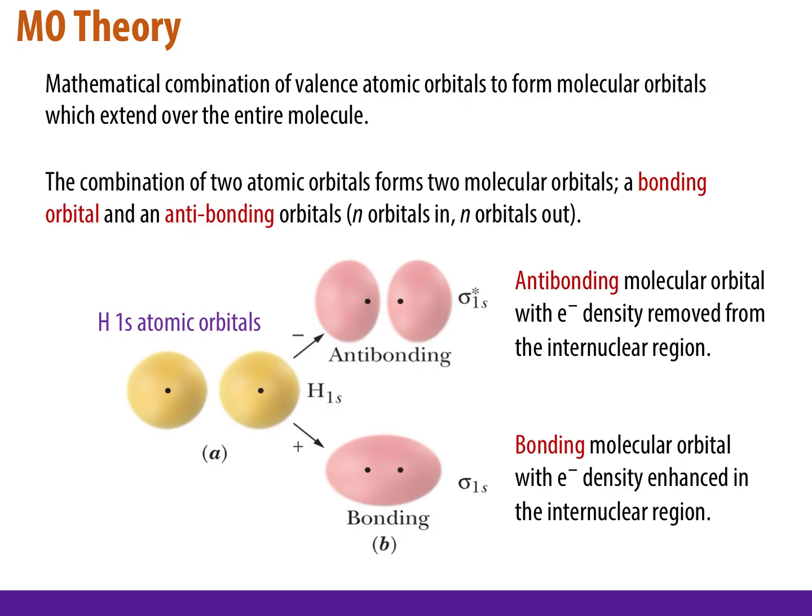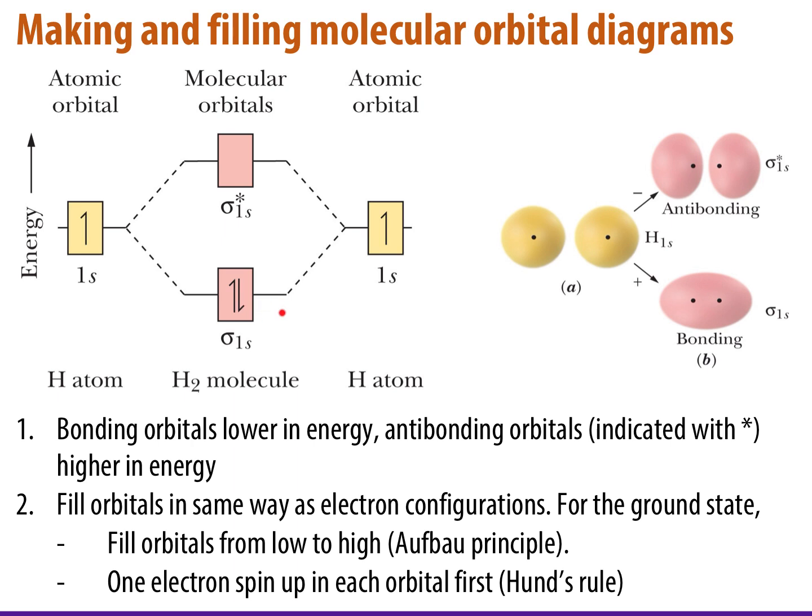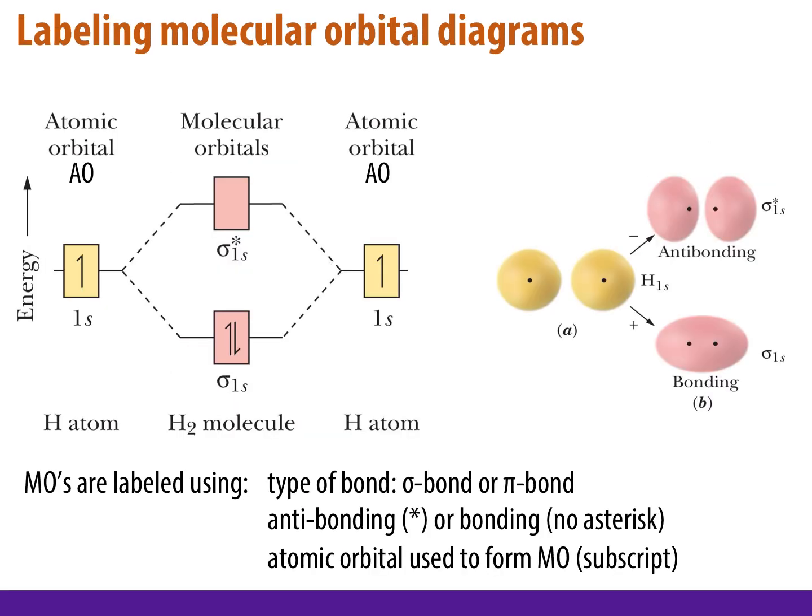Okay, these slides just give some pictures to what we drew out by hand there. When we mix to form bonding and antibonding orbitals, the bonding orbital looks like this, building up electrons between the two atoms. Antibonding takes electrons away from the region between the two atoms. And again, the bonding orbital is lower in energy, the antibonding orbital is higher in energy, and we use the normal rules for filling these: from low to high, and one electron spin up before pairing them. Again, the labels follow those same rules.